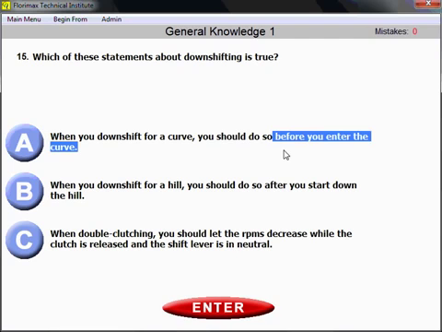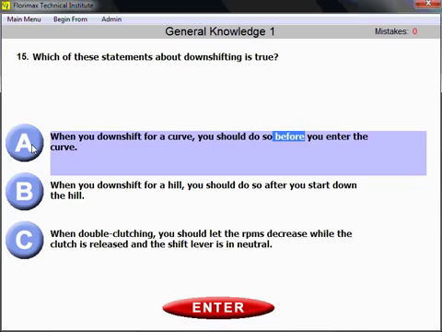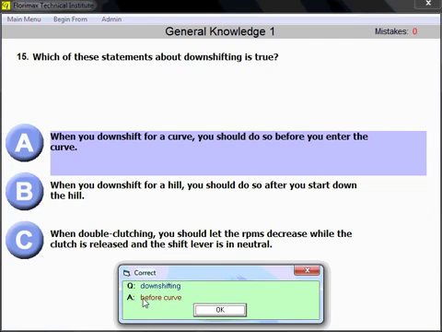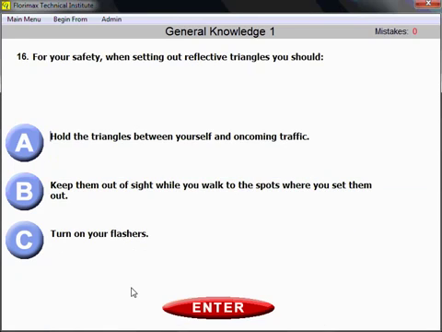When you need to do something, you need to do it before you start the turning. Okay, when you downshift for a curve, you should do so before, and this rule is applied in other cases also. When you downshift for a curve, you should do so before you enter the curve. Before curve. You need to slow down, you need to turn the lower gear before curve.